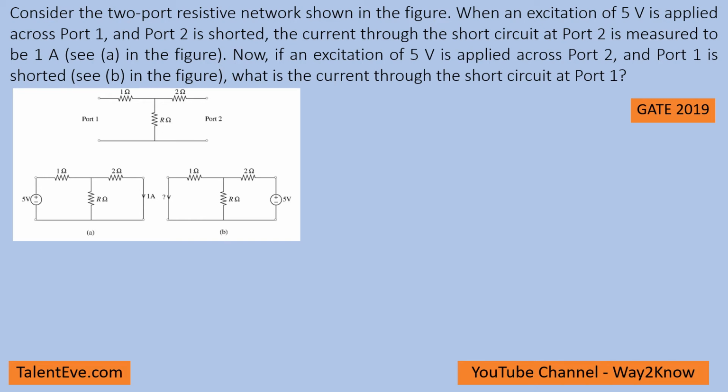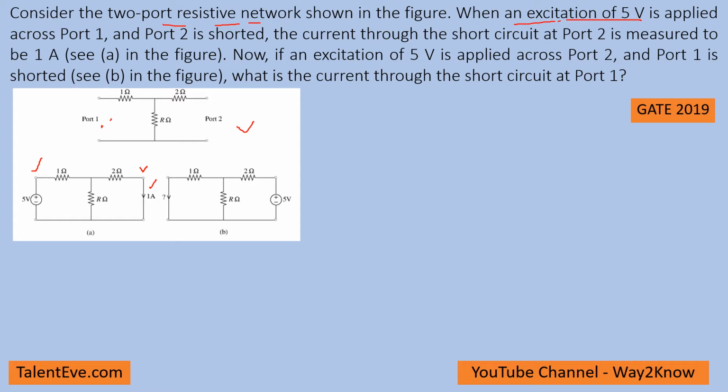Hello all, let us see how to solve this particular problem. So basically what is given here is a two-port resistive network, a simple resistive network. The first condition is when an excitation of 5 volts is provided across port 1 and port 2 is shorted, the current is seen as 1 amp in the shorted port.